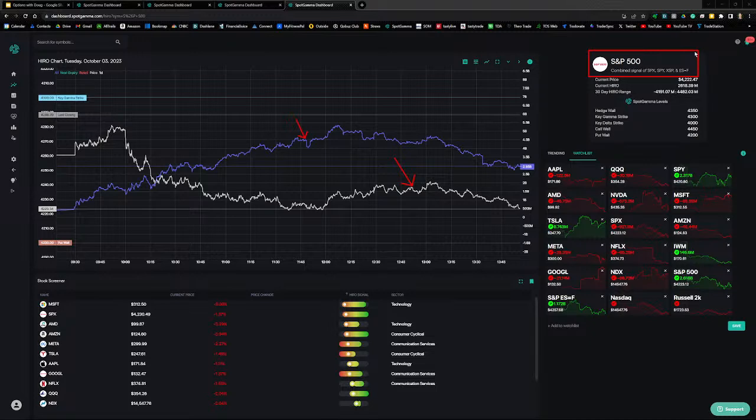So this is taking options trades and market maker hedging activity for all those four symbols, combining it into one symbol and showing a signal, again showing how traders are buying or selling puts and calls and market makers are reacting.